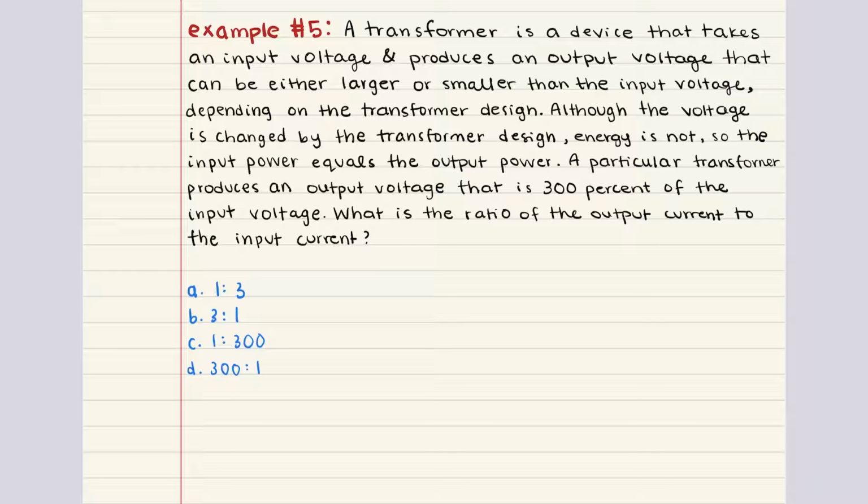So the key idea behind a transformer is that while it changes the voltage, it does not create or lose energy, assuming an ideal transformer. This means that the power going into the transformer is equal to the power coming out. Power in electrical circuits is given by the product of voltage and current, and we can use this equation to rewrite this relationship.